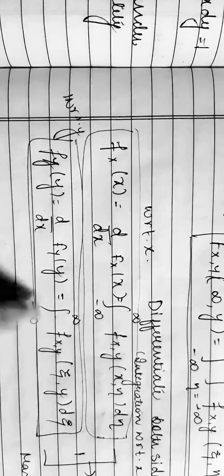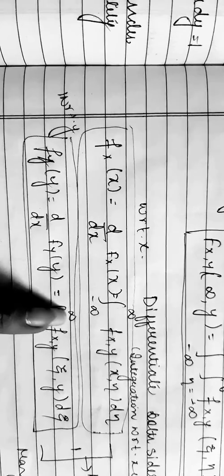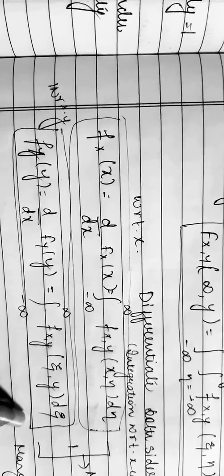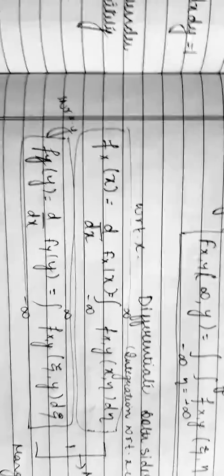It will be f(y) equal to d by dy of F(y), which is the integral from minus infinity to infinity of f(psi, y) d psi. Clear? So this was all about the properties of the joint PDF and CDF, as well as we have seen these are known as the marginal density function or marginal distribution function.